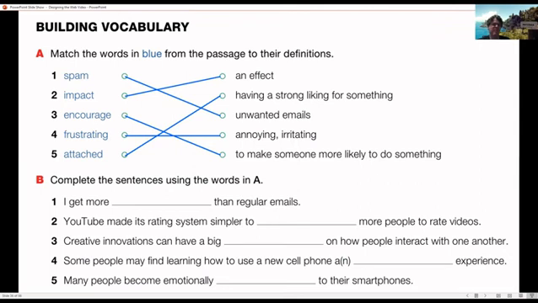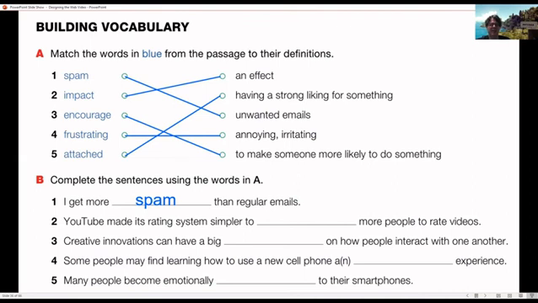All right, using these words in A, I was going to say finish these sentences, but actually just put the correct word in the correct blank. For as long as you need, pause now. All right, welcome back. Here we go, answers to B. 1, I get more spam than regular emails. Of course, now Gmail and other mail services are all very good at putting spam into the junk or spam folder.